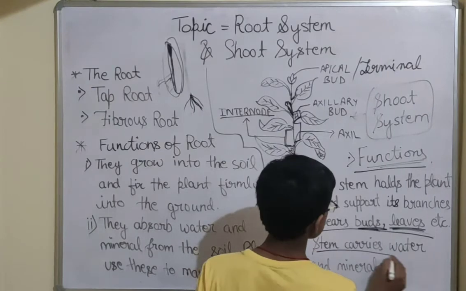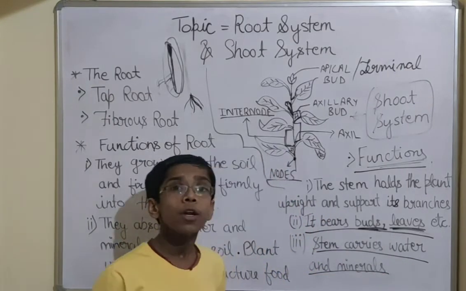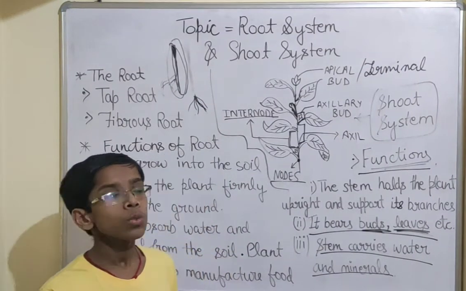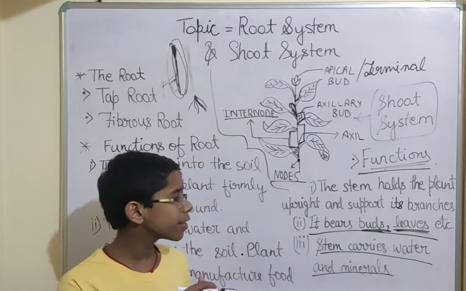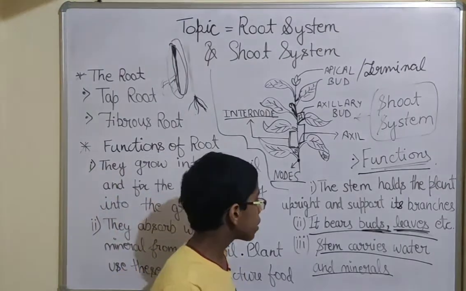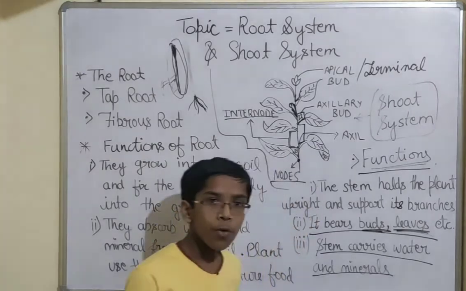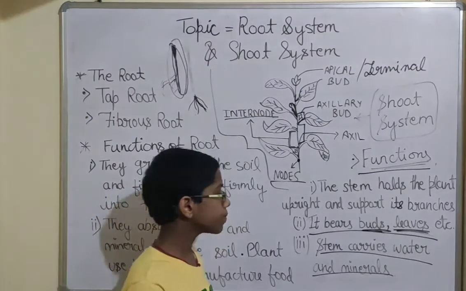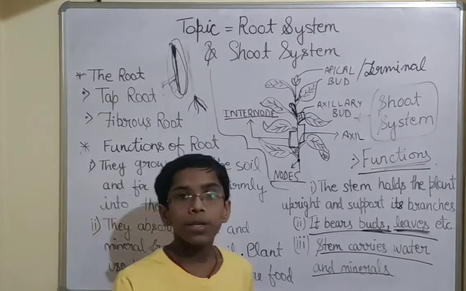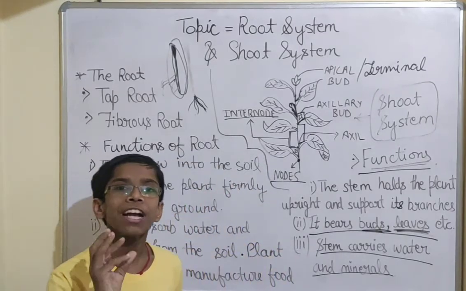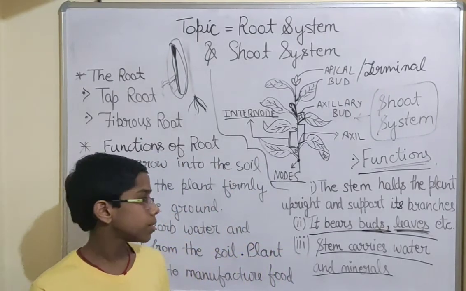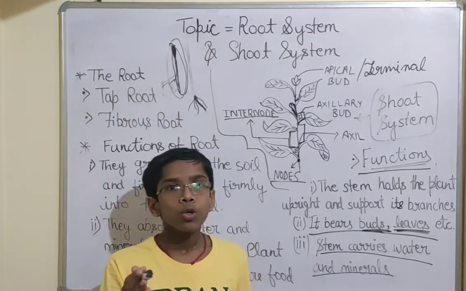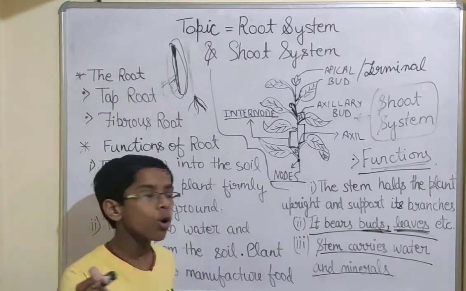Our last function is that stems carry water and minerals from the roots to different parts of the body of a plant. And when the plant manufactures the food, the food has to go to different parts of the body of the plant. It travels through the stem.